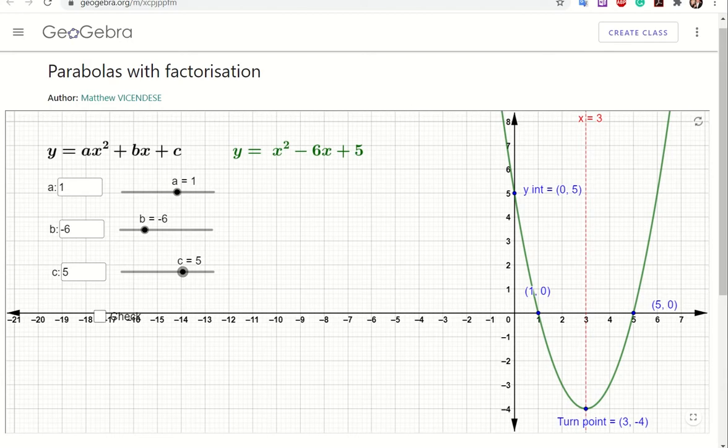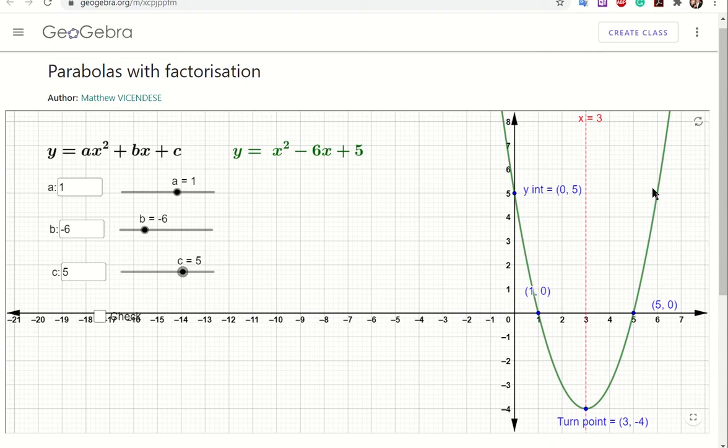So if you have a look at the y-intercept, its y value is 5 and the x value is 0. This makes it a distance of 3 from the axis of symmetry. If we look at the other side of the parabola where the y value is 5, the x value here is 6, and that's also 3 away from 3, which is the axis of symmetry.